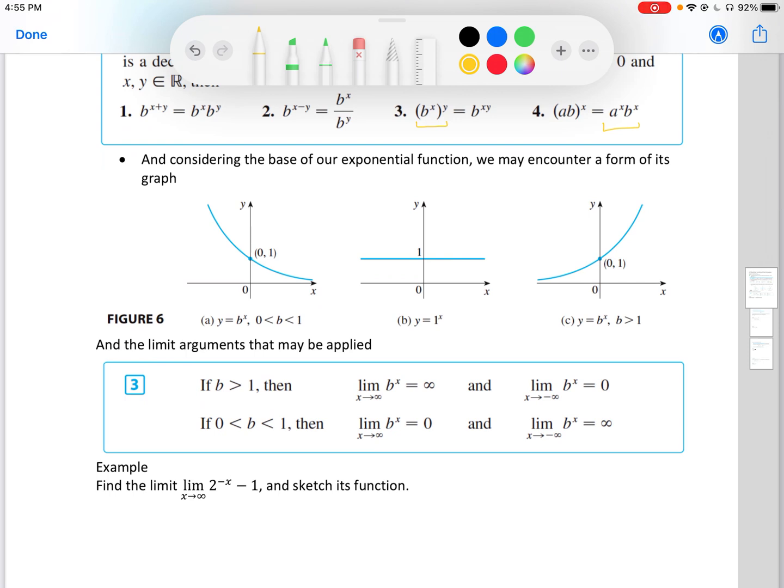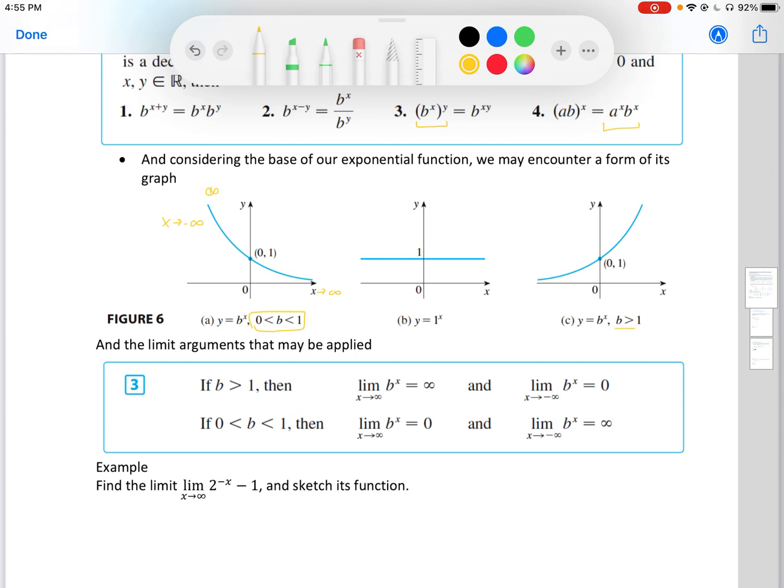We also have exponential functions and their graphs. The shape of the graph depends on our base. If our base is a fraction between 0 and 1, it looks more like an L shape, where as x gets bigger, it gets closer and closer to 0, but not quite. And as x gets smaller, our graph continues to get higher and higher, thus going to infinity.